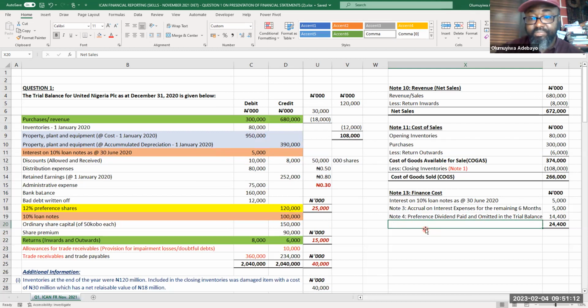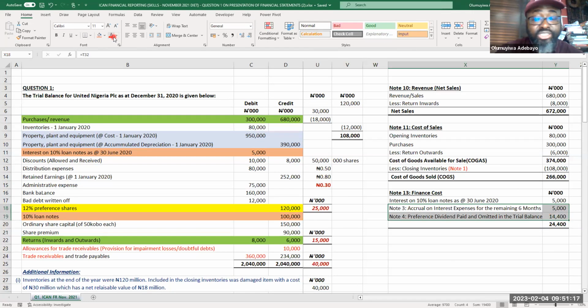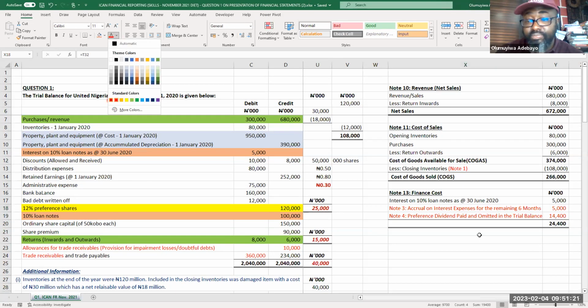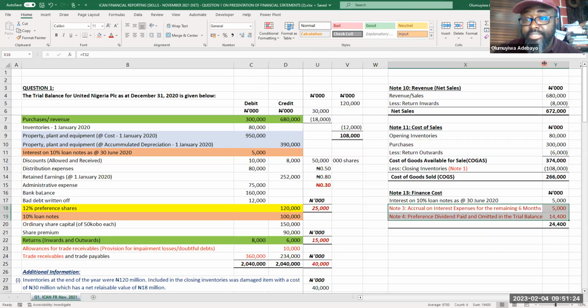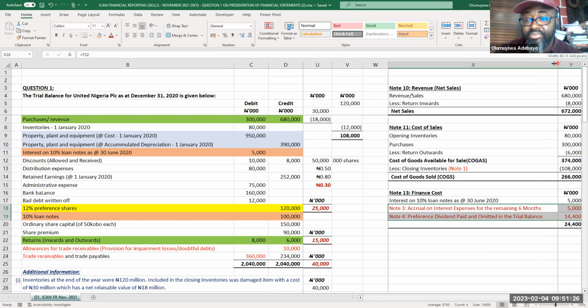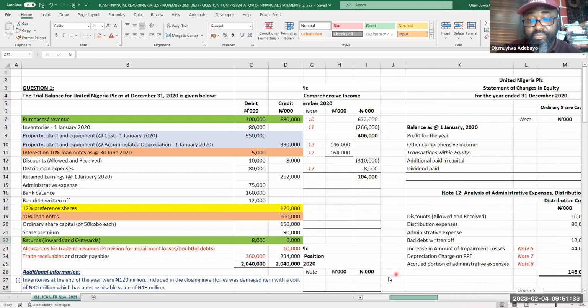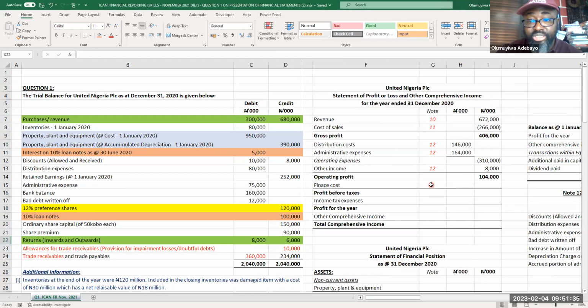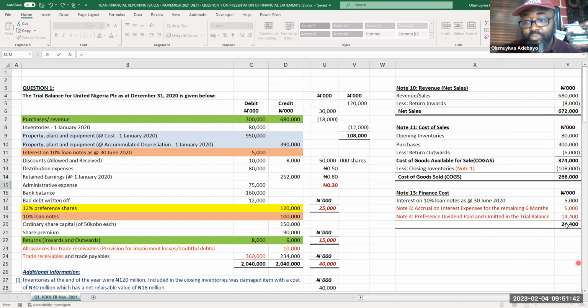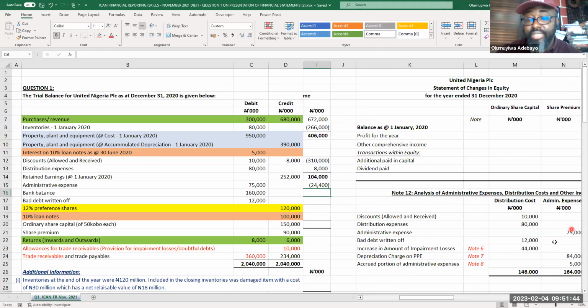Okay. Take note, this arose from adjustments. And the reference to the adjustment is given, as you can see here, note 3, note 4. Therefore, I can come to my income statement and say my finance cost is note 13. And you guys can see it from there. Okay.